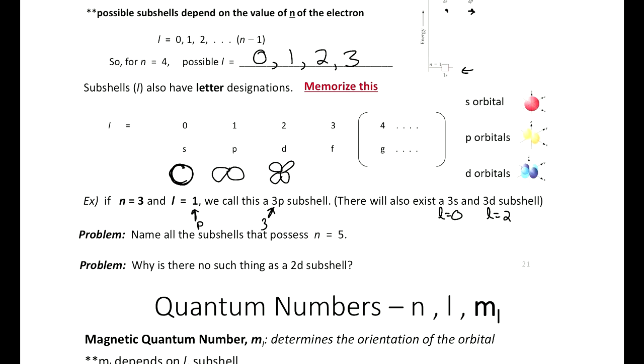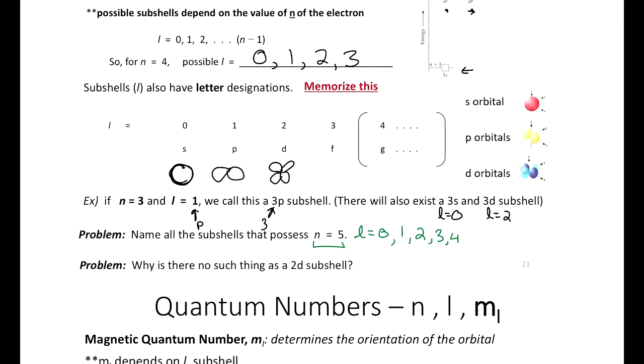So let's go through this. Name all of the subshells that possess n equals 5. So let's name all of the possible L's that we can have if n equals 5. 0, what else can we have? 1, can we have more? 2, 3, 4, tell me when to stop. Stop, okay, perfect. Right, that's not our answer though, we need to interpret it.